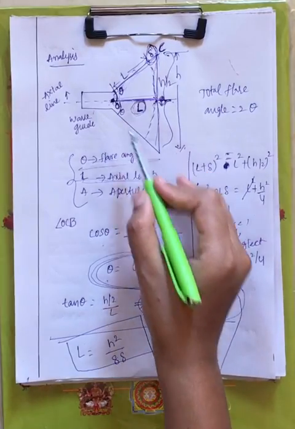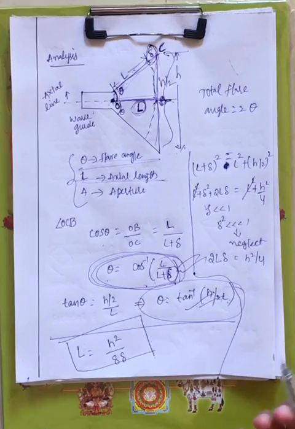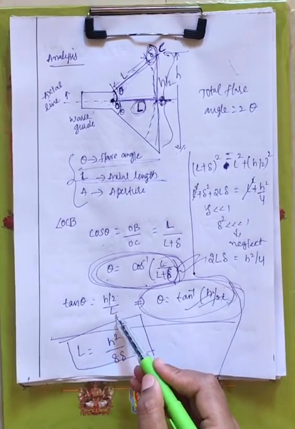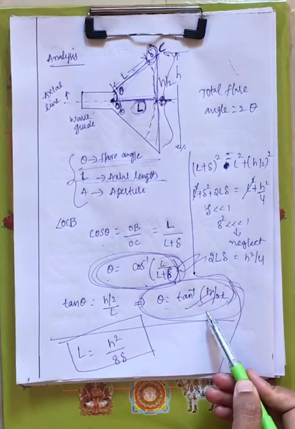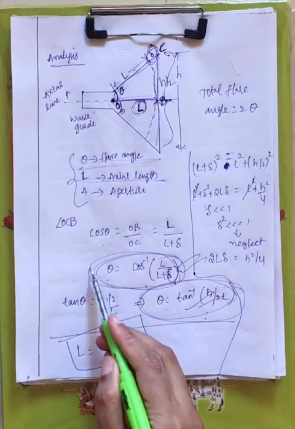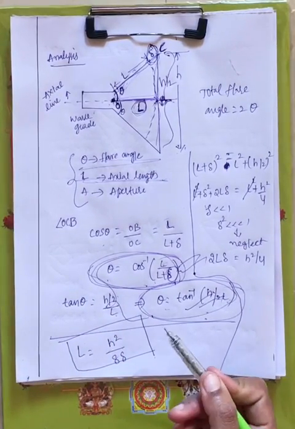Similarly tan theta is nothing but H by 2 by L. If you don't know delta, the smallest variation, then you can use this formula: tan theta equals H by 2 by L, so theta equals tan inverse of H by 2L. Now using these two formulas, based on its parameters, you can calculate flare angle.